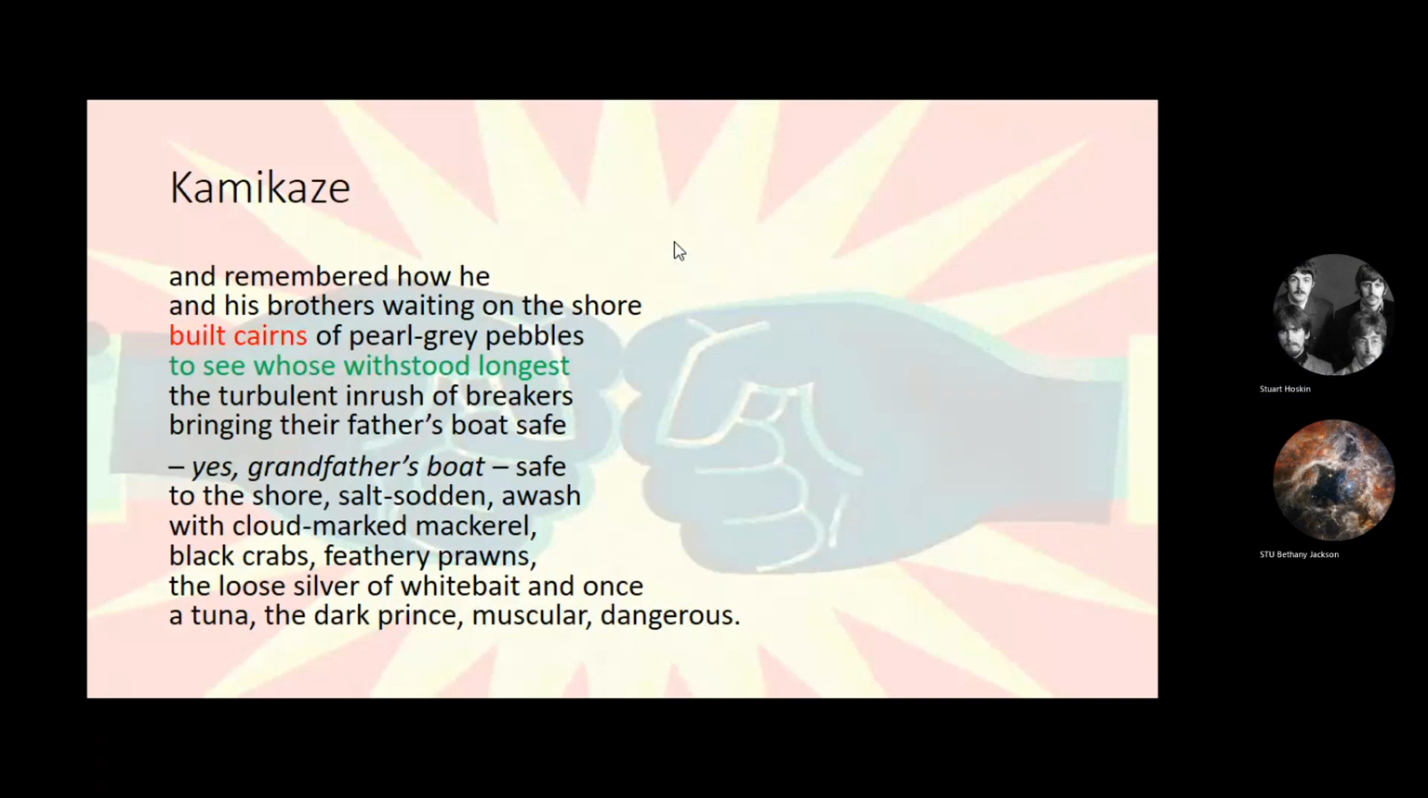So death and survival, placed next to each other in the memory of a man who's on his way to certain death and chooses to turn around and survive. Death and survival so close to each other. Then, straight afterwards, I talked about bringing their father home safe. Why would there be a problem? Because the waves are aggressive. A turbulent inrush of breakers.